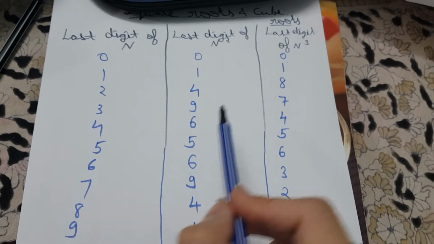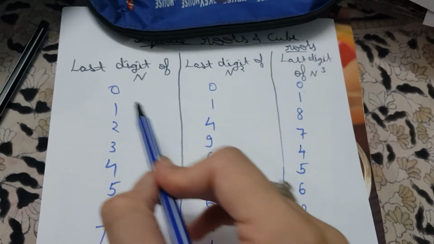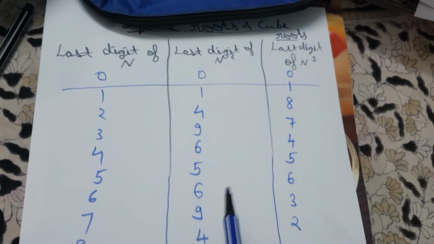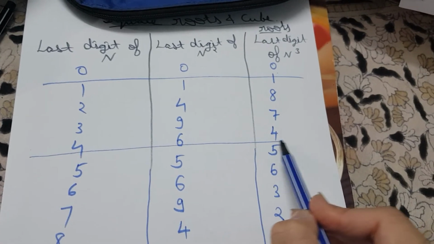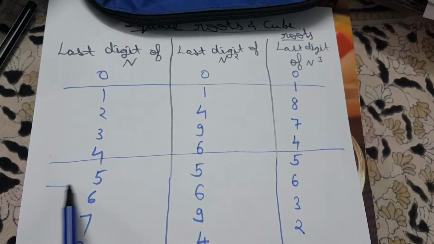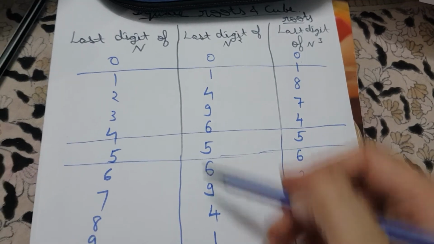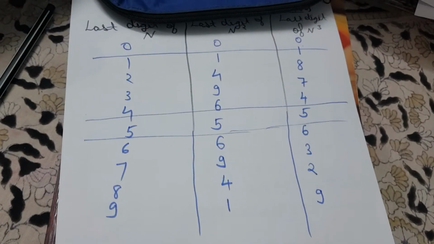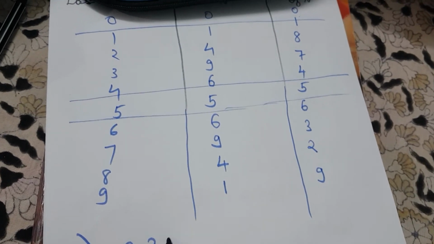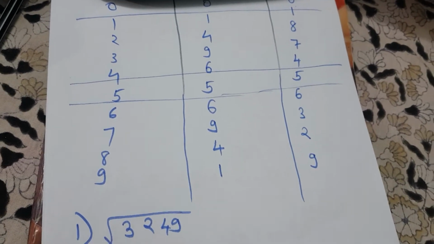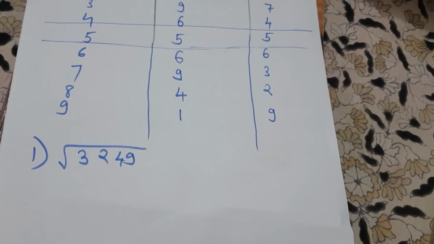But in this case, let us do one thing, this is one stage, okay? But here this is a little bit different, okay? Here actually, for n square, the numbers will be reversed. So let us solve one thing. Let us take one question, okay? 3249. You need to find the square root of this.